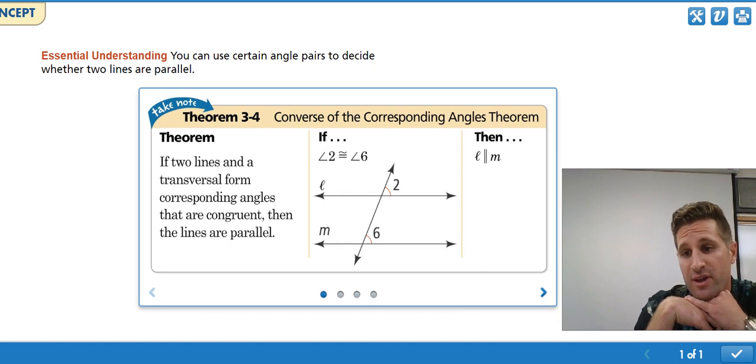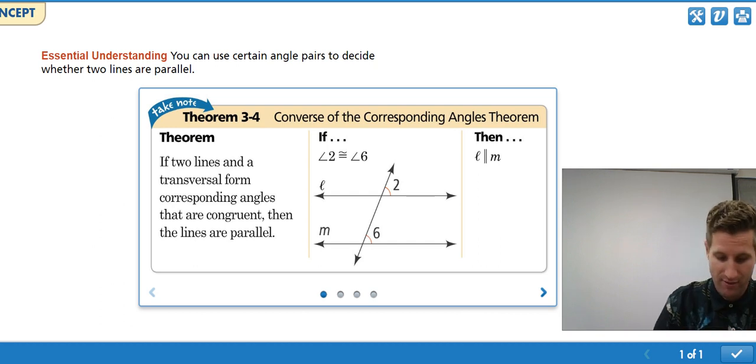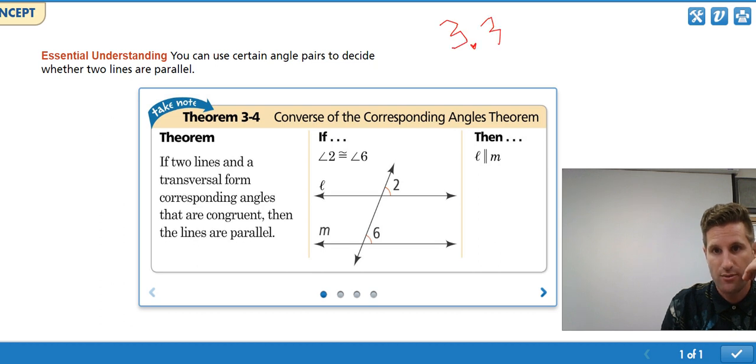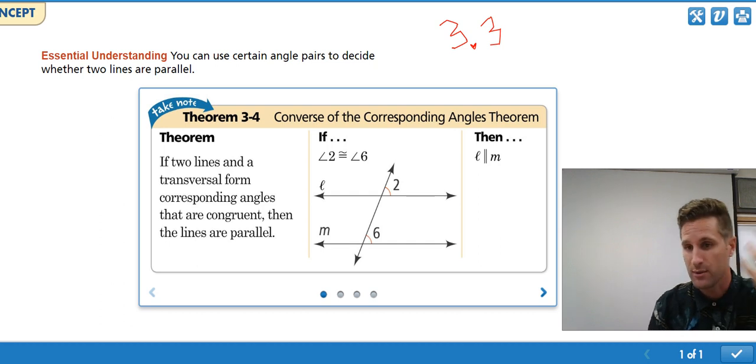My name is Smith, and we're going to do 3.3 today. I didn't have it listed on here, so let's go ahead and add it on. I do apologize, but this is lesson 3.3. And our objective today is to use certain angle pairs to decide whether two lines are parallel.